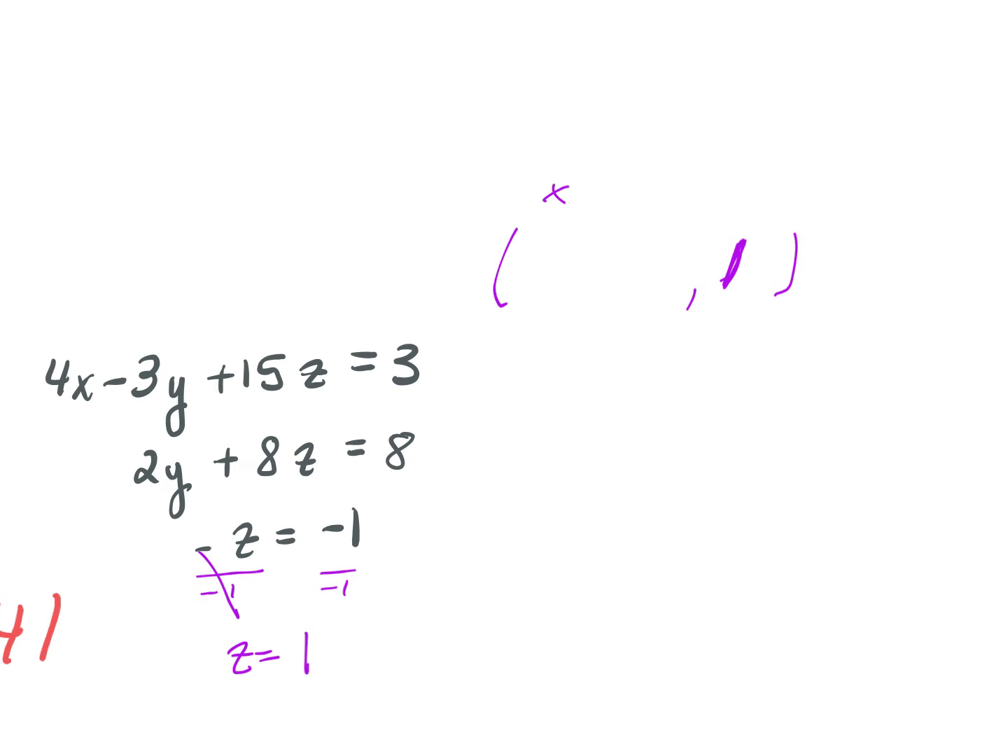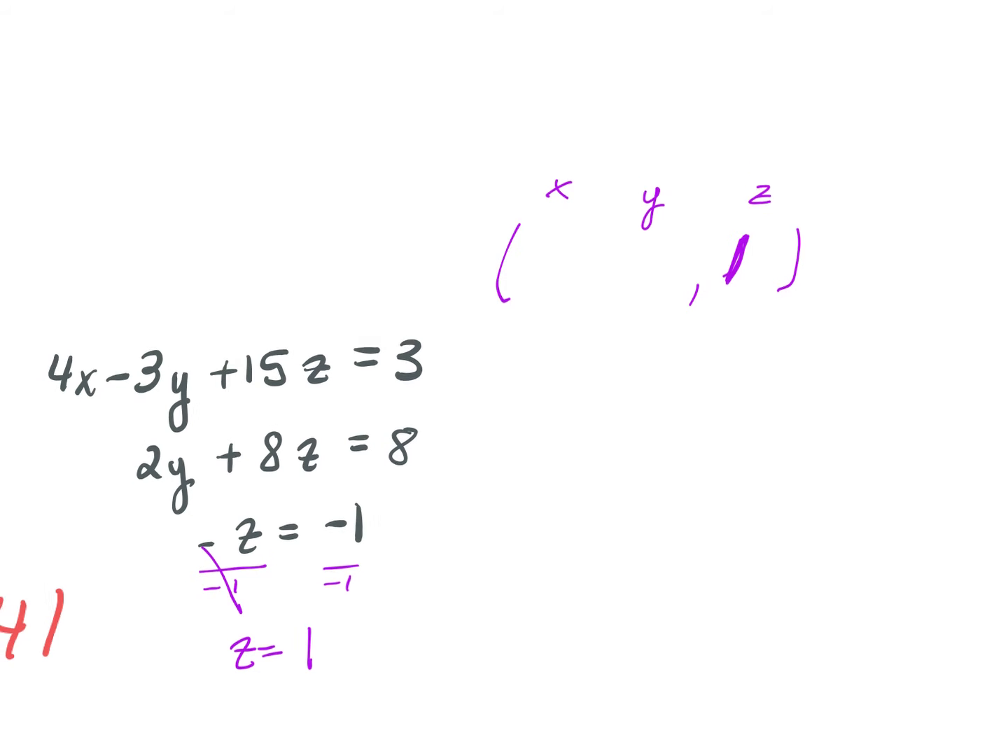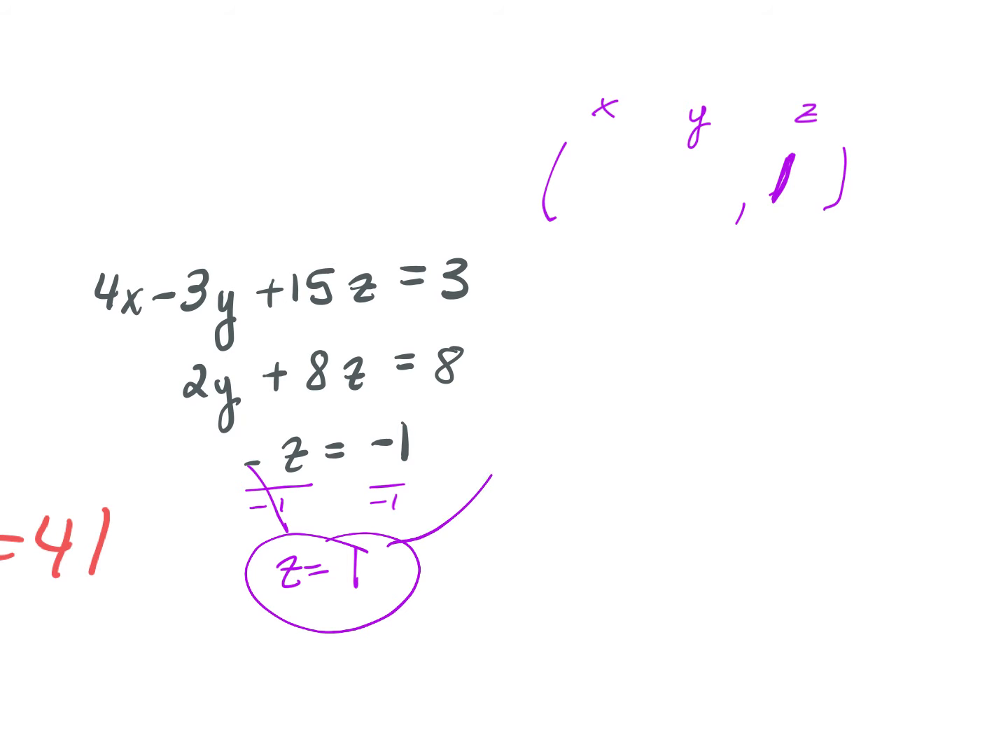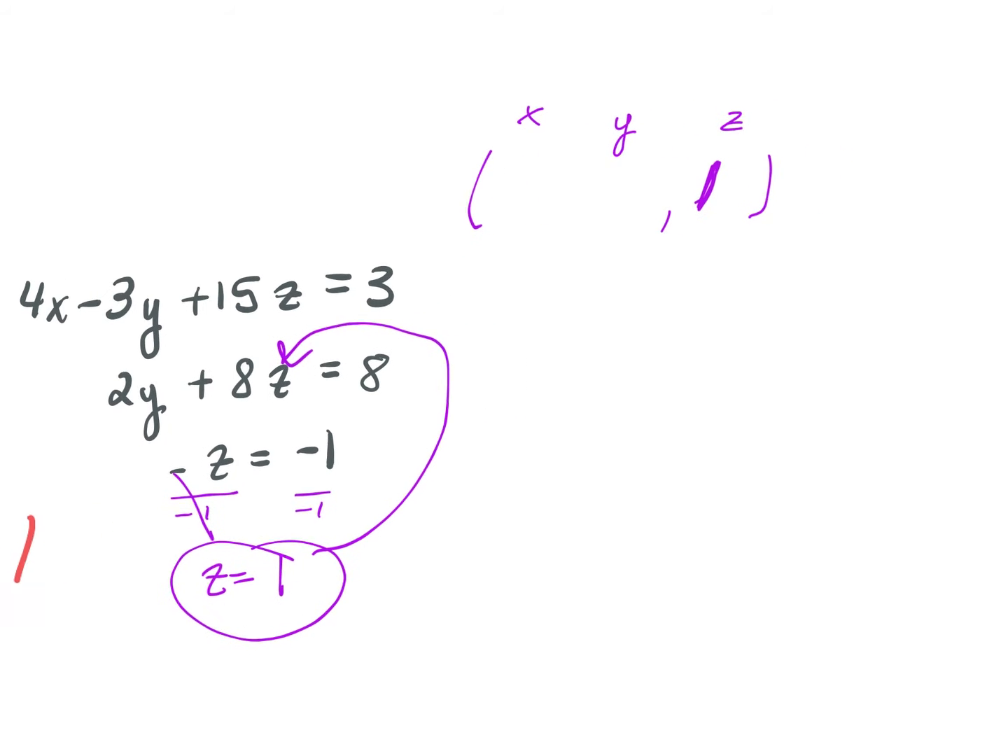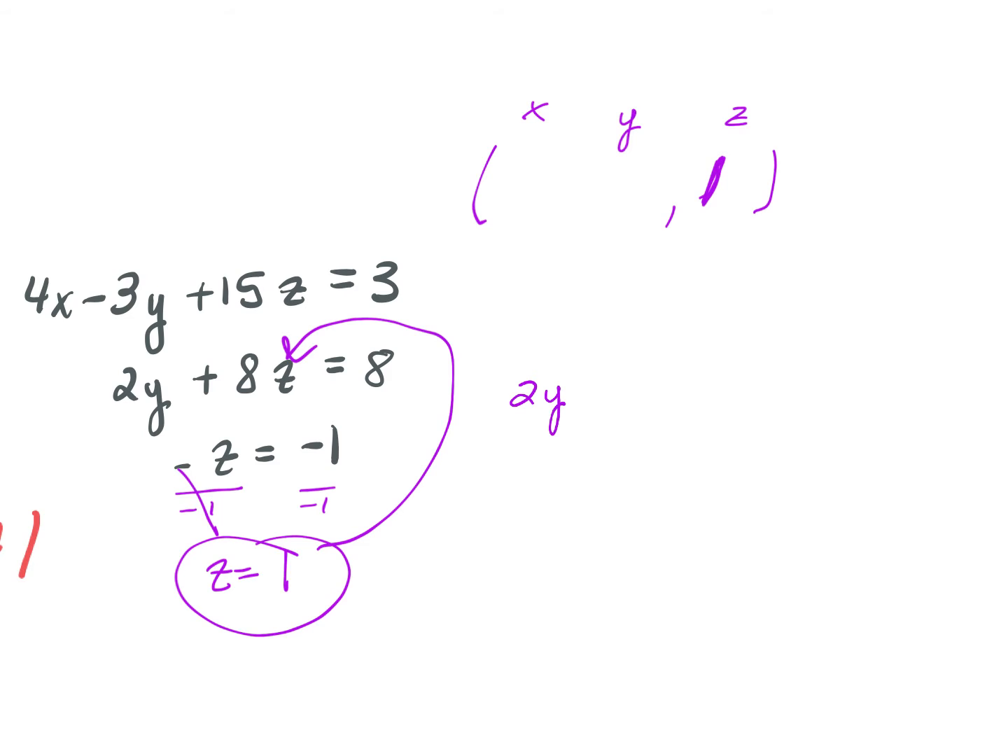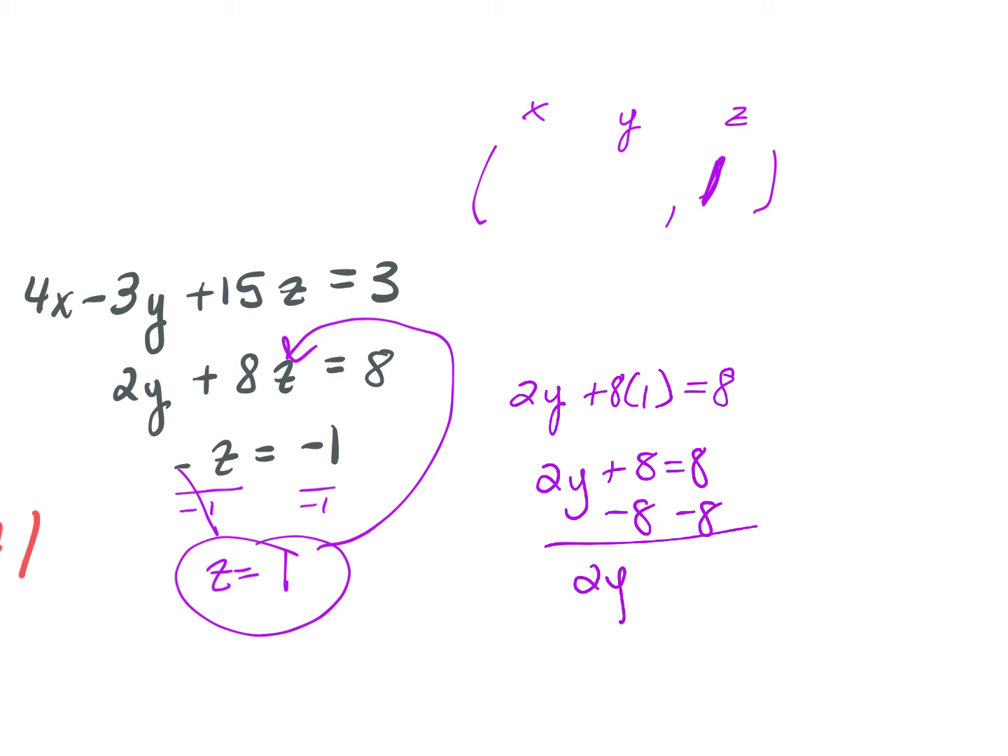So we're going to find the x value and y value, and I already know what my z value is. So I'm going to take this z value right here and plug it into the second equation. So I have 2y plus 8 times 1 equals 8. Now what is 8 times 1, guys? 2y plus 8 equals 8. If I subtract 8 from both sides, I get 2y equals 0.